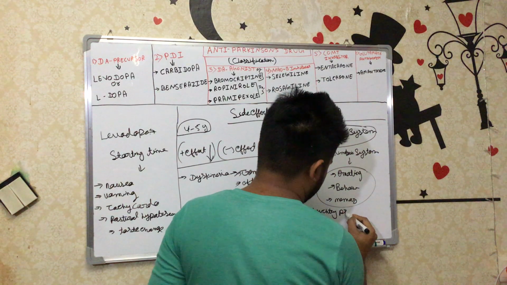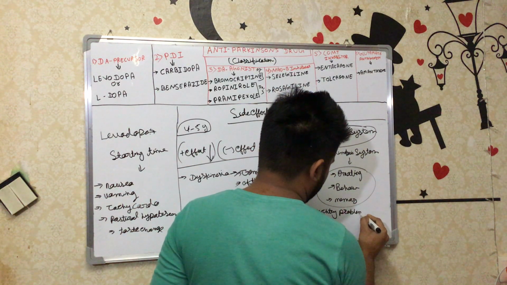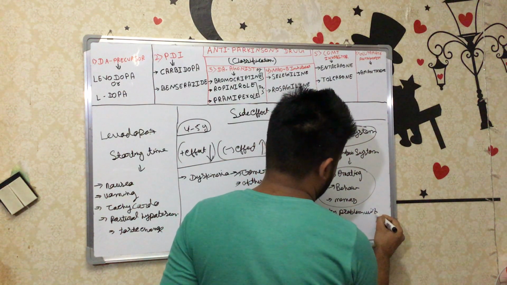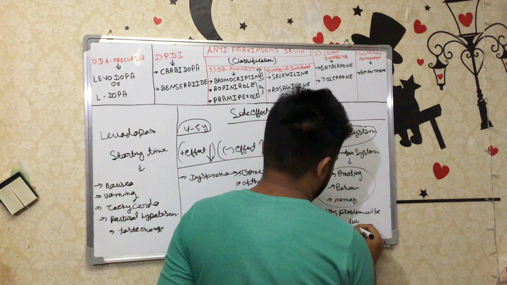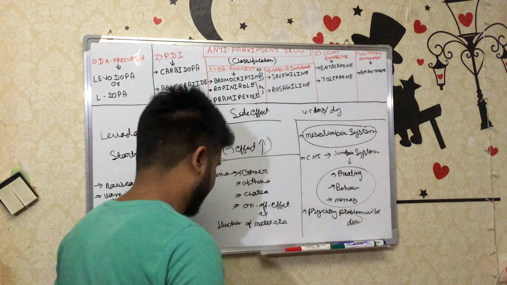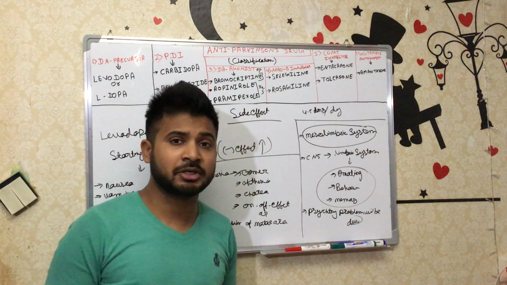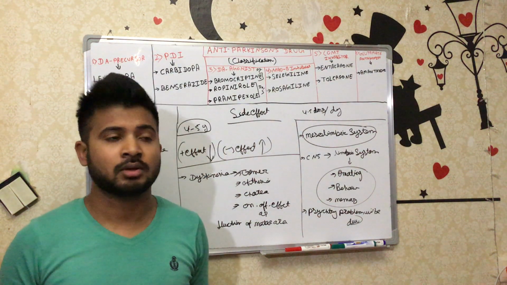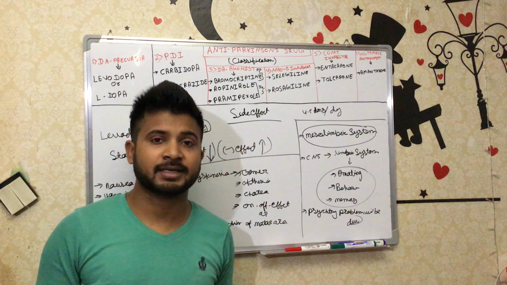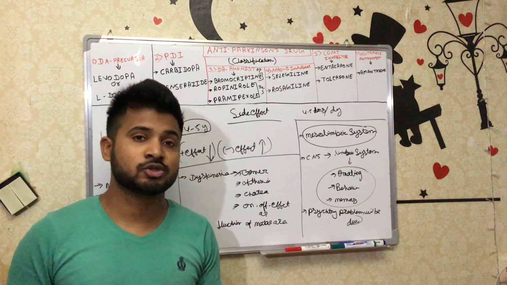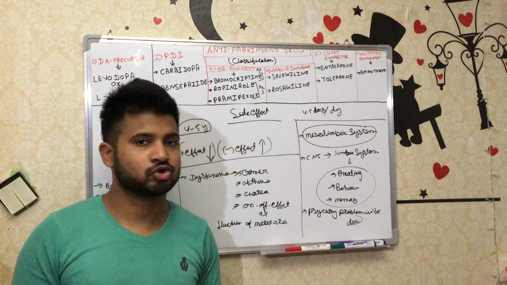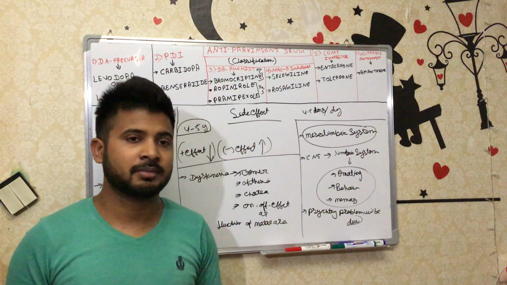Psychiatric problems will be developed. What could be the psychiatric problems? It can be anxiety, delirium, hallucinations, sudden excitation, and maybe insomnia, sleep disturbance, and other problems can be developed.